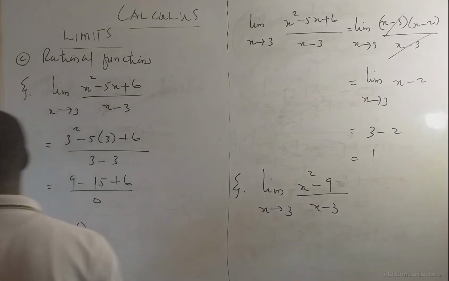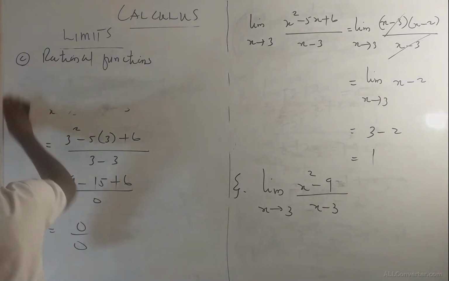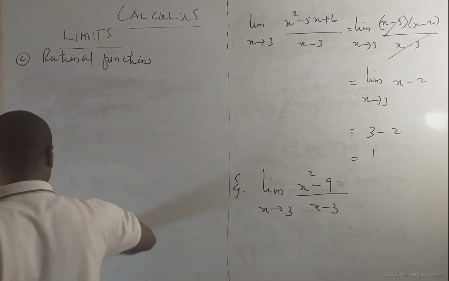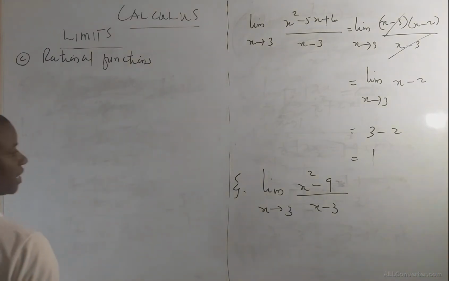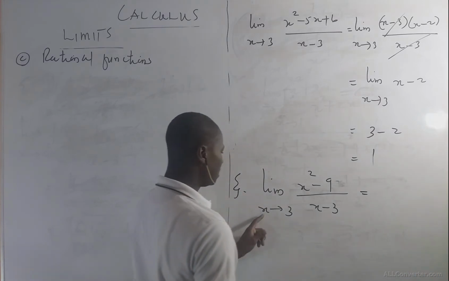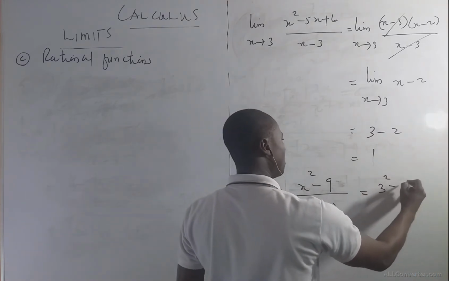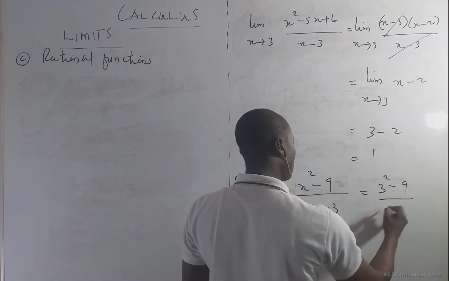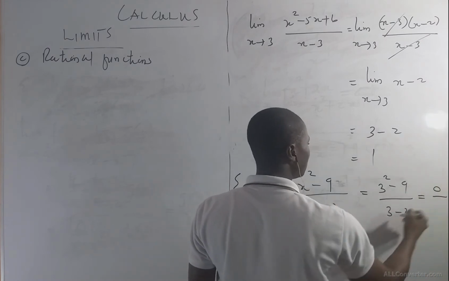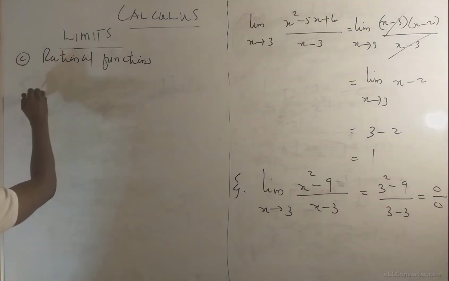And this is also a rational function because you see that we are dividing one polynomial by the other polynomial. So it's a rational function. Now, when we take the limit of this, take note that x approaches 3. So this will be 3 squared minus 9 all by 3 minus 3. And 3 squared is 9, 9 minus 9 is 0, over 3 minus 3 is 0. 0 over 0. So we need to manipulate this function so that we'll be able to solve it.